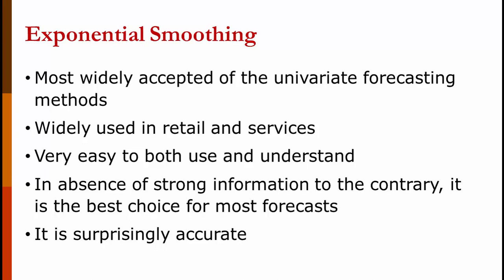In general, exponential smoothing is the most widely accepted of all the univariate forecasting methods. Univariate forecasting just means all you're using is historical data to do the forecast. Uni is Latin for one, so one variable forecasting. It's about the only thing that's used in retail and services.